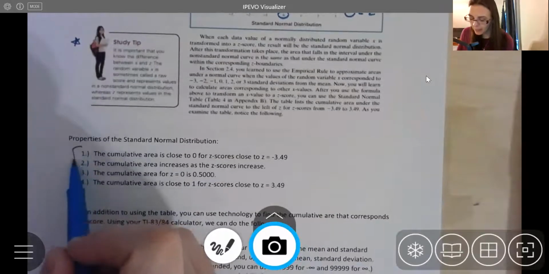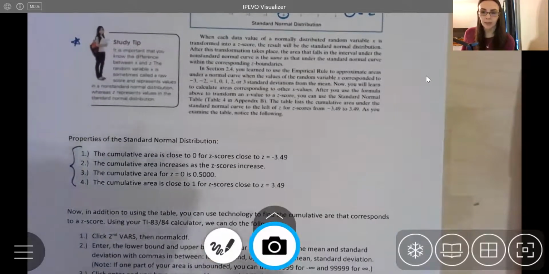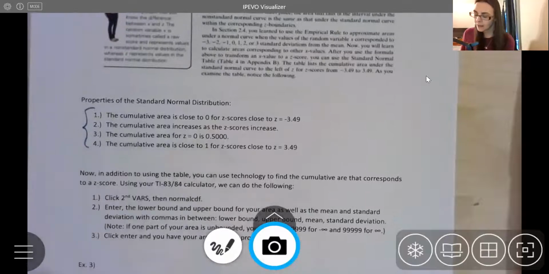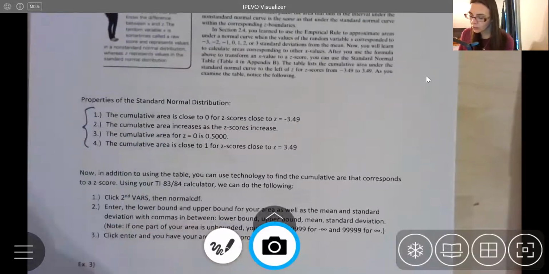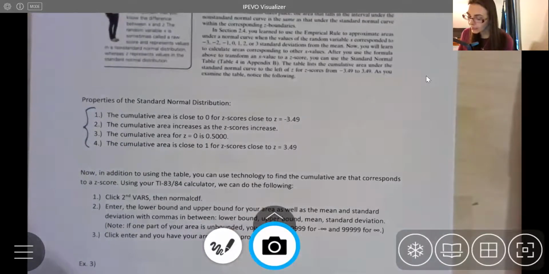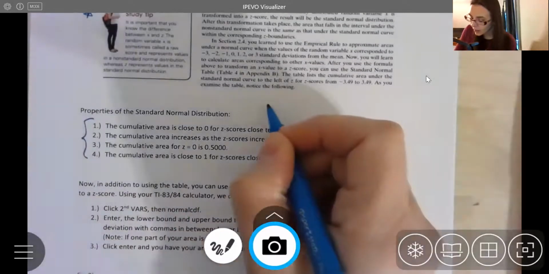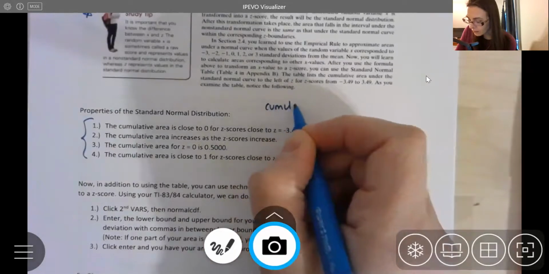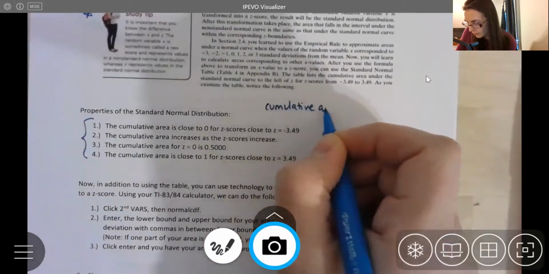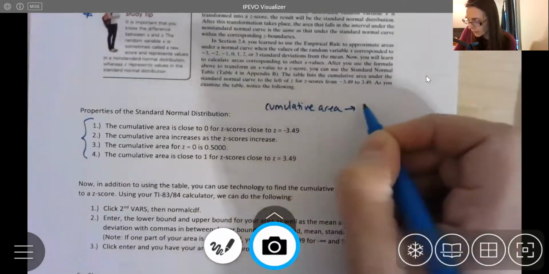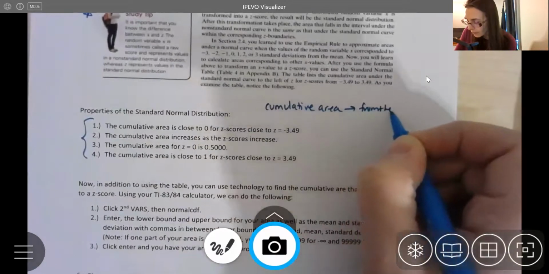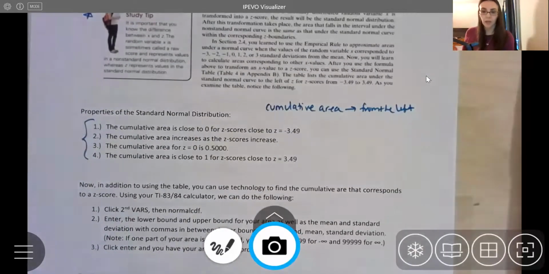So just some properties to keep in mind. And again, I'm going to show you how to use that table and how to use your technology in just a minute here. But the cumulative area is close to 0 for z-scores close to negative 3.49. Now, when we're talking about cumulative area, it means from the left, okay?